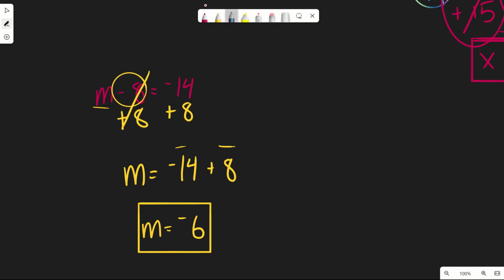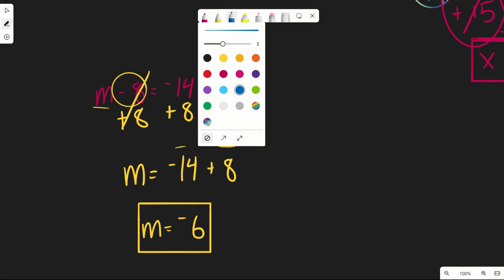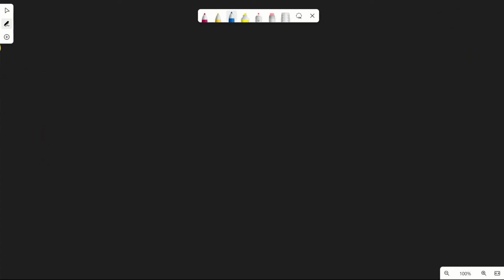All right, you go ahead, solve this one on your own. Let's see how we do. Let me know if you have any questions here, and I will get back to you when we're here next class. So solve for W, and let's see how we do. 15 equals W plus negative 14.